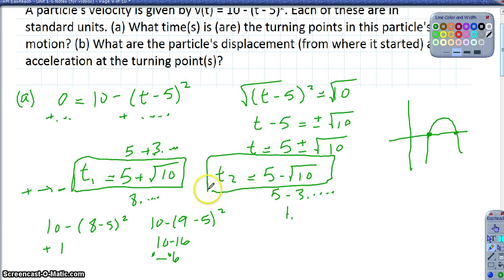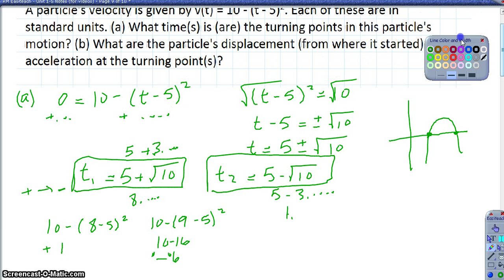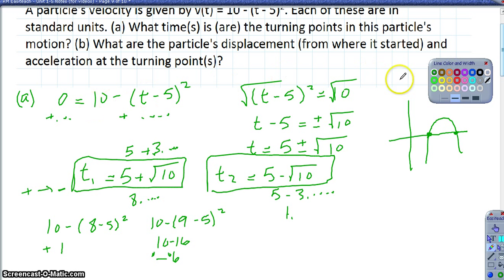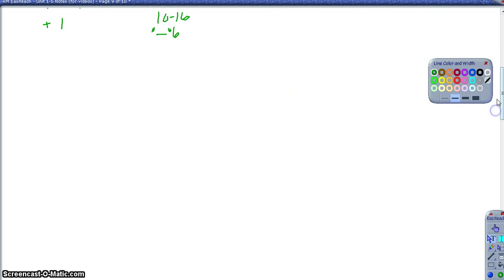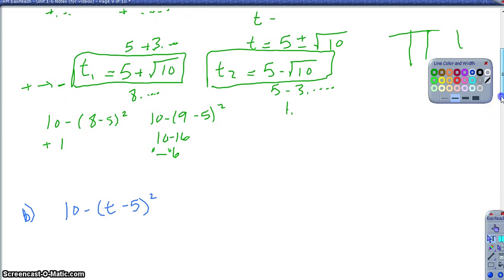So for part B, it asks us what's the particle's displacement from where it started, and what's its acceleration at those turning points. Well, to find its displacement and its acceleration, the easiest thing to do is just to use our calculus. So we know that our original function was 10 minus (t minus 5) squared. So I've got my original function there that I'm working with.